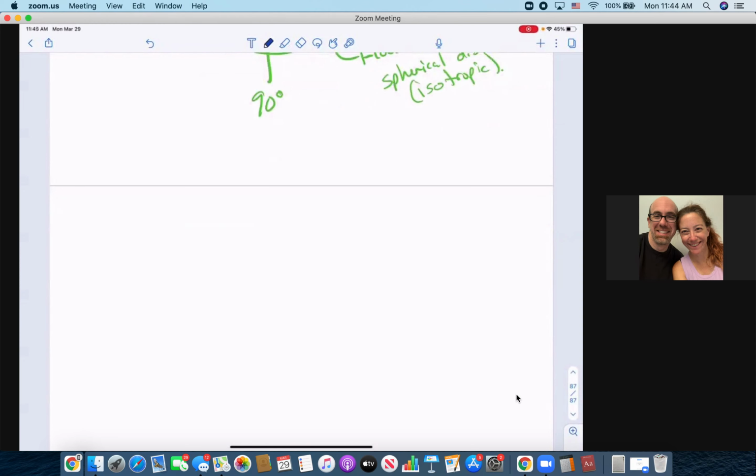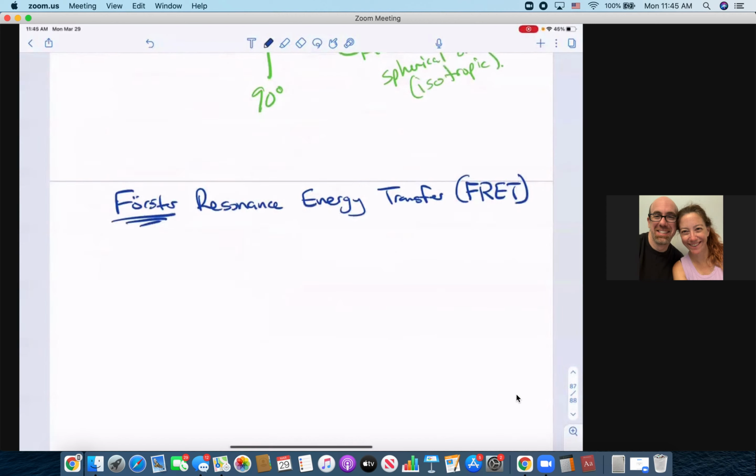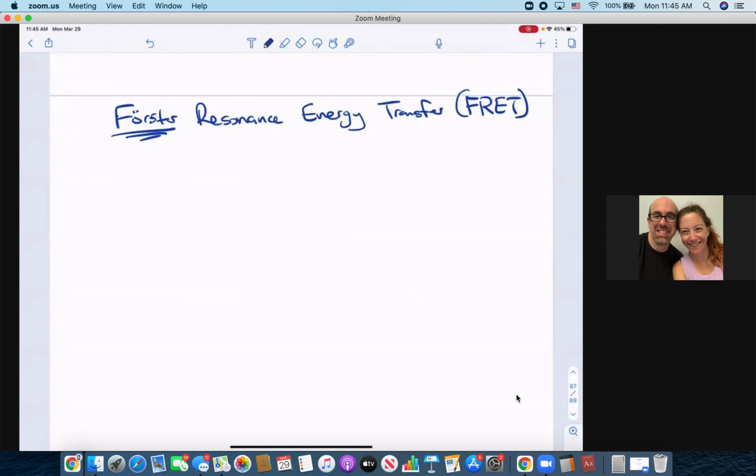So there's a technique called Forster resonance energy transfer, or FRET for short. It used to be called fluorescence resonance energy transfer, and they decided to rename it after the person who discovered it. It's Forster. Sometimes it's called a spectroscopic ruler.